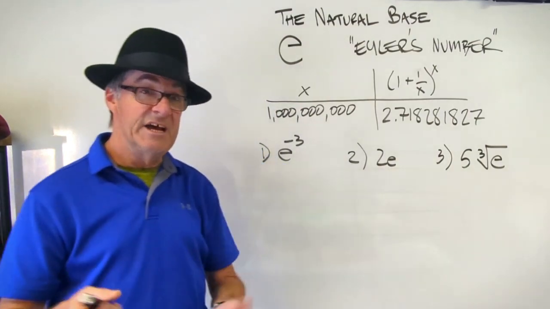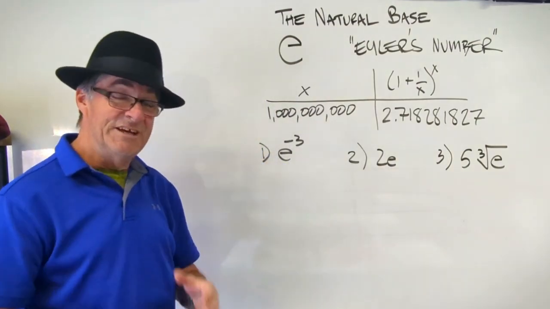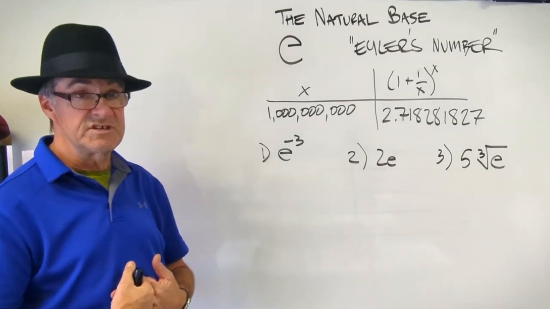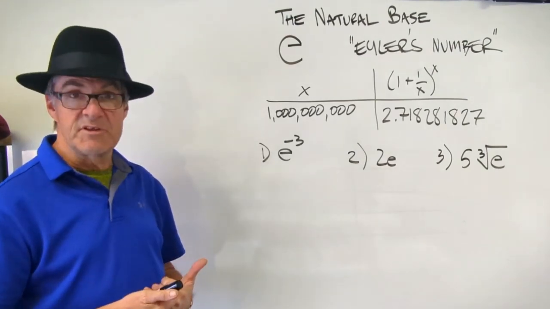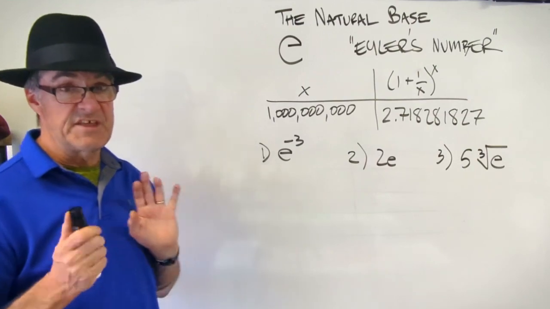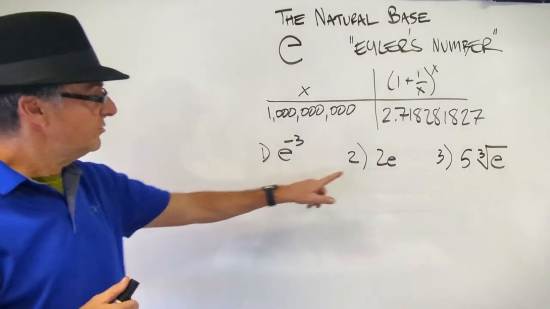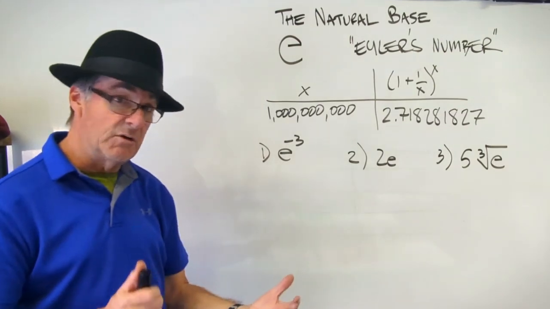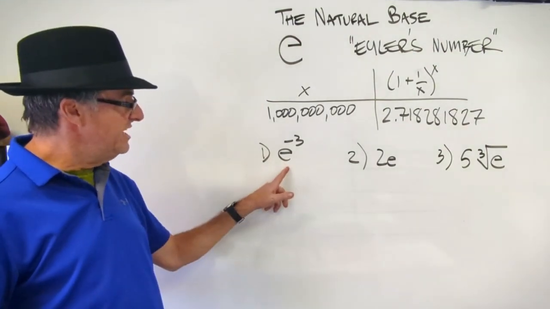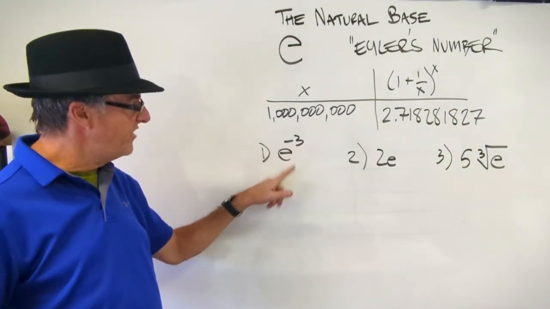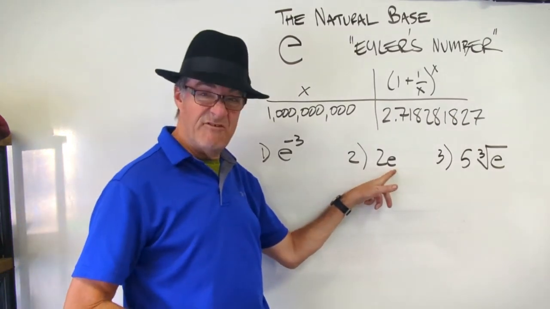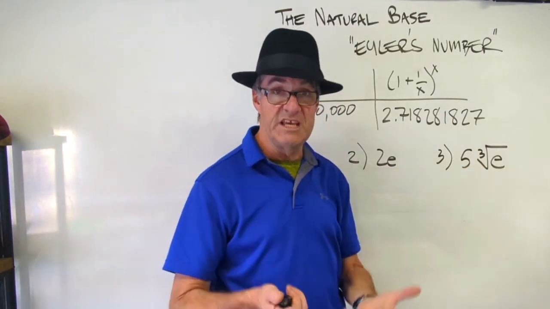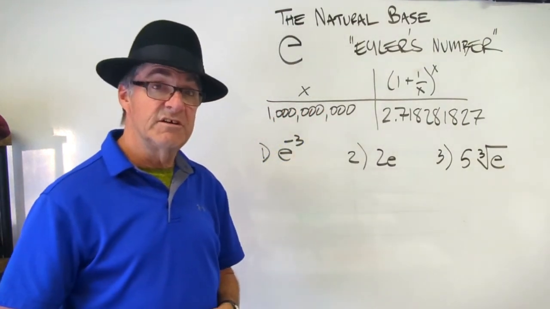Just like with pi, it's much better to press the pi button and get your calculator's best approximation of pi for use in calculations. So let's take a look at some of those. I'm just going to turn you loose on these because I think you're going to be able to do them. Here's 3 calculations using e. So I want you to pause the video, pull out your calculator, and do e to the minus 3, find out what that is, do 2 times e, find out what that is, and do 5 times the third root of e. So do those on your calculator and come back.